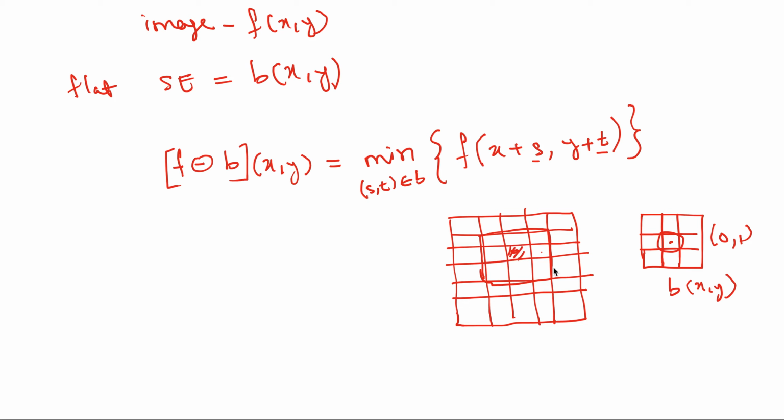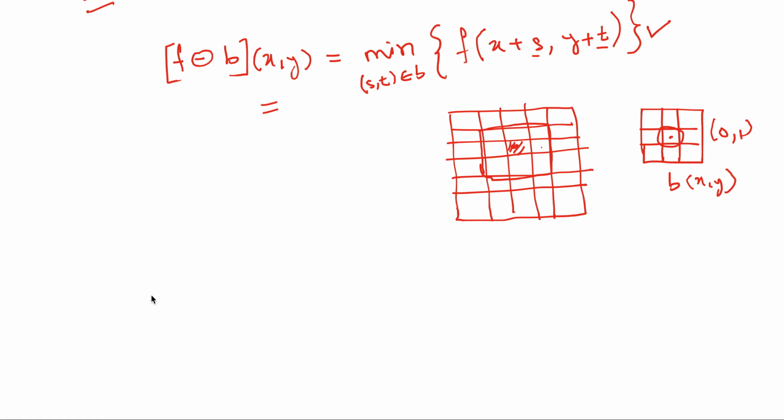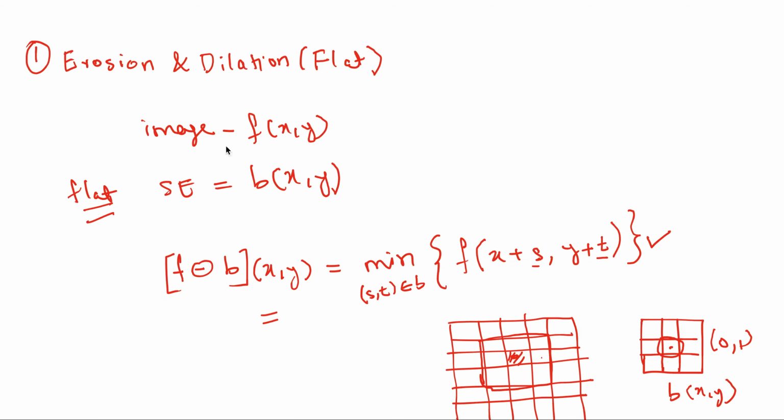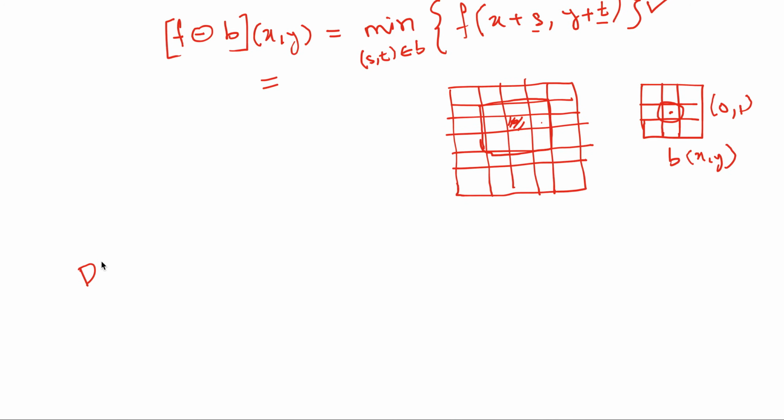So if you do the entire operation over the image, then you will get the erosion operation or the grayscale erosion operation by using a flat structuring element on this image. So this is the equation that we are going to use. Now similarly for dilation, the one that we had looked at is erosion. Now we are going to look at dilation using a flat structuring element.